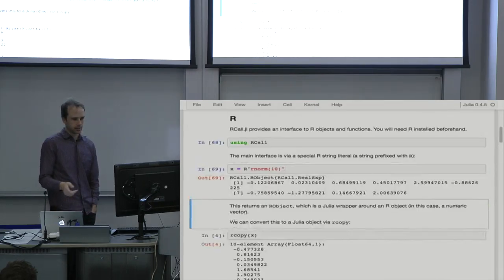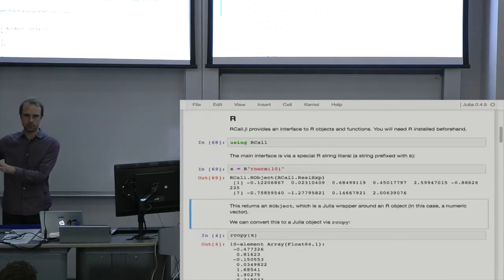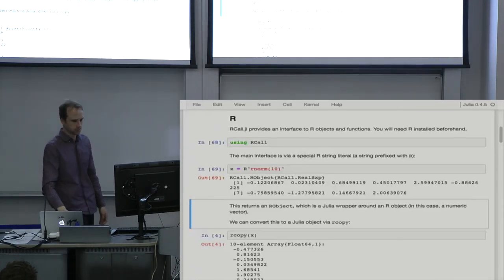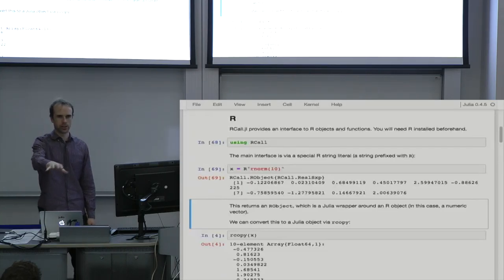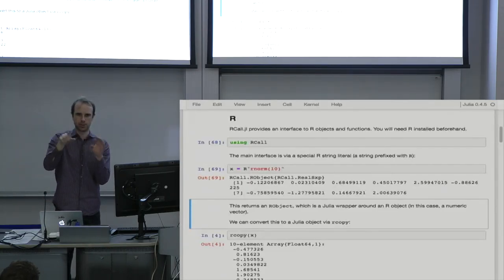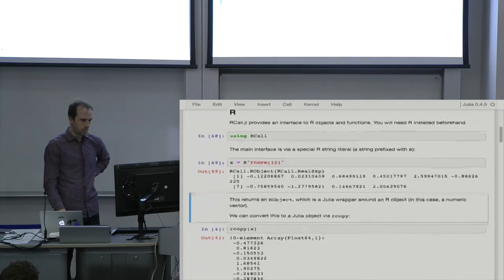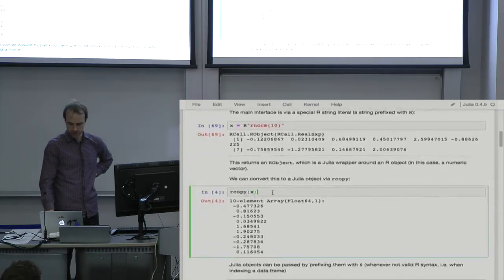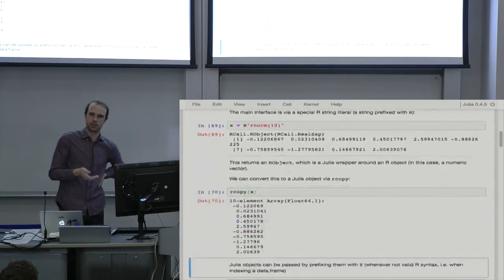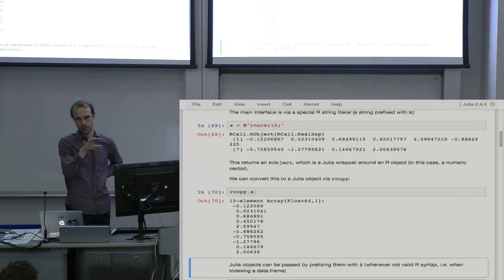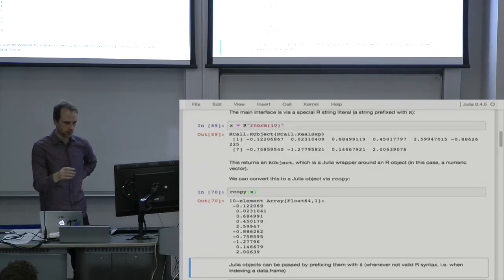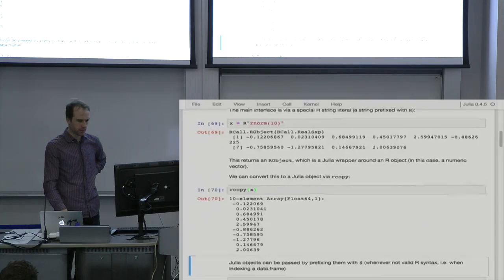And then it gives you the answer back wrapped in this R object, which is essentially just a wrapper around an R object. The object is stored in R, and there's just a reference to it in Julia. If you want to get that back to a Julia object, you just use rcopy, which gives you back the sort of canonical Julia representation of that object. It has a few heuristics for figuring out if it's a vector or a single element or a matrix or whatever.